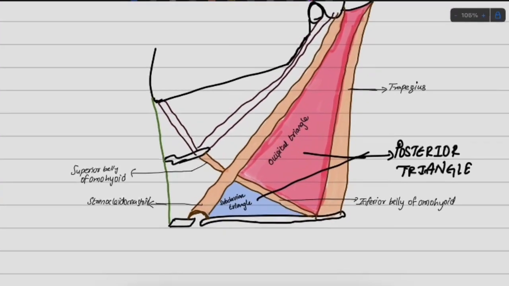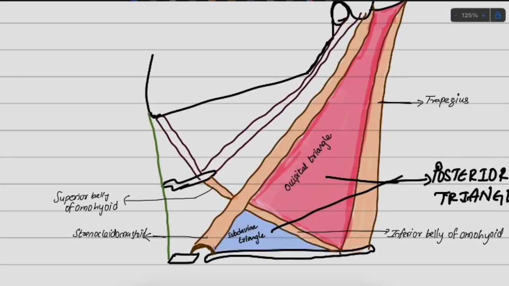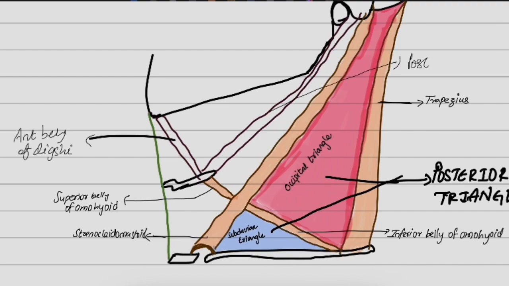Now we'll name these triangles one by one. First I'll be naming the muscles here. This is the anterior belly of the digastric, right? And this is the posterior belly of the digastric.